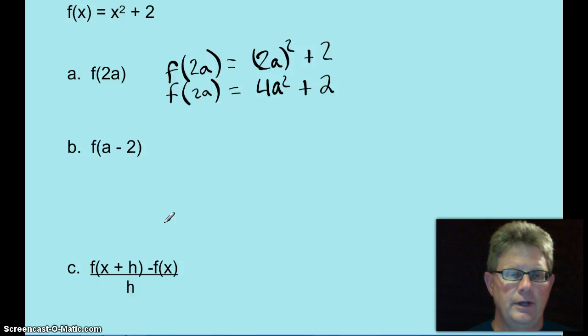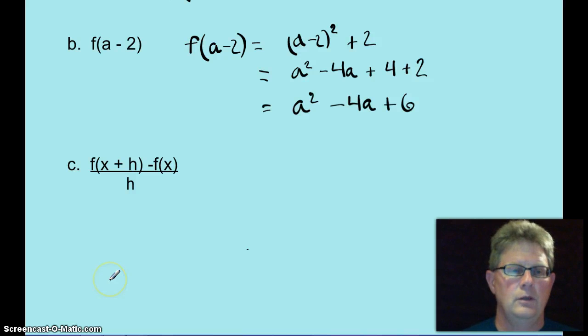Alright, let's go ahead and move on to the next evaluation. F of a minus 2. Substitute that a minus 2 in for the x squared at the top. Alright, go ahead and pause this while you work on it and then come back. Pause. And your resulting evaluation is a squared minus 4a plus 6. I hope you got that one.